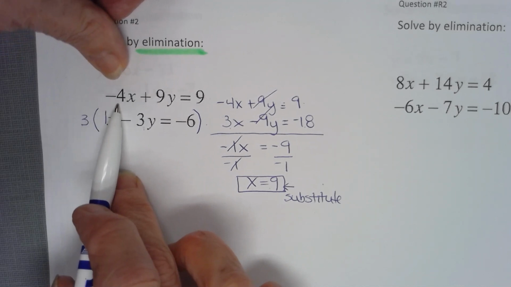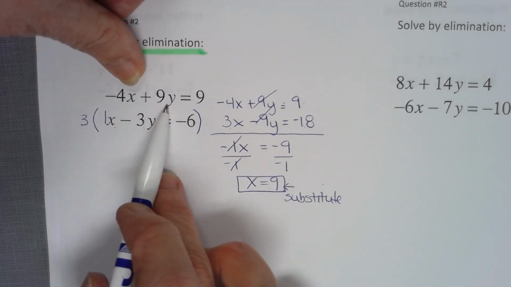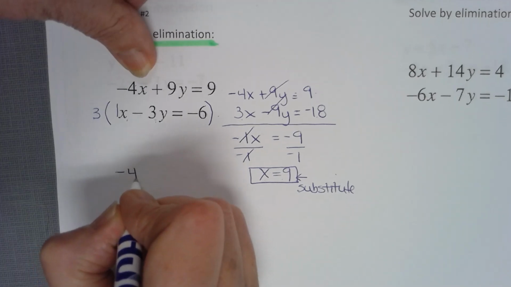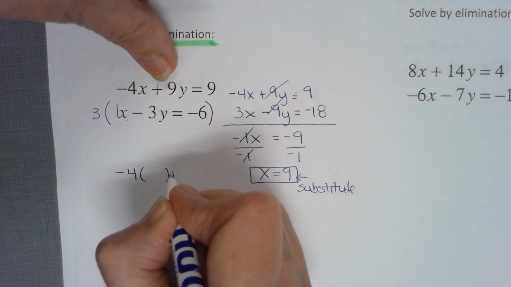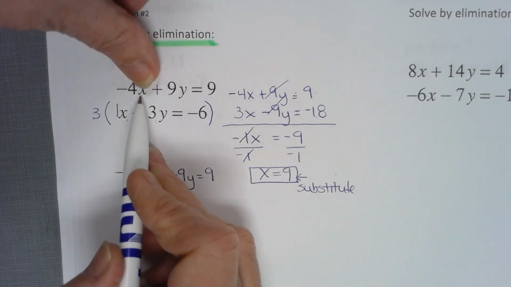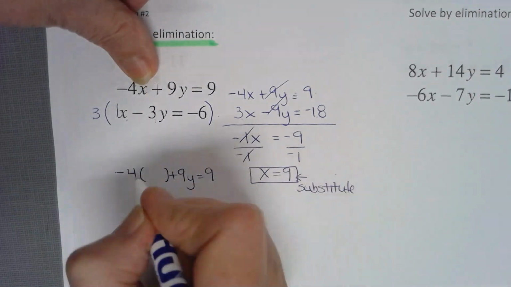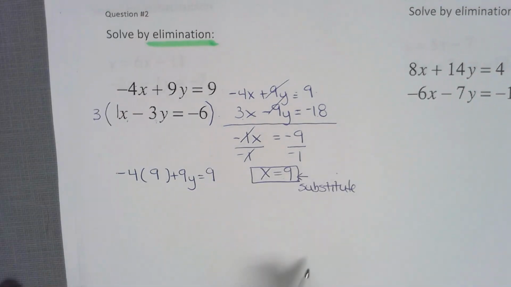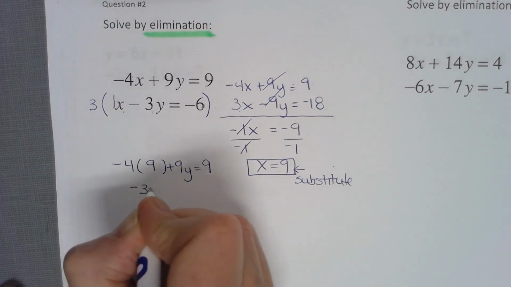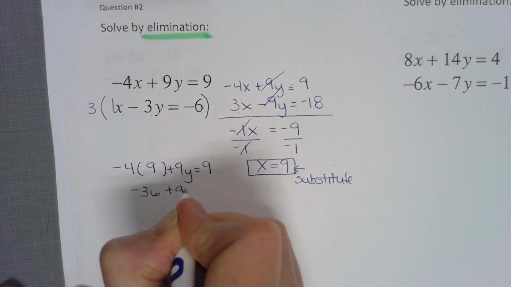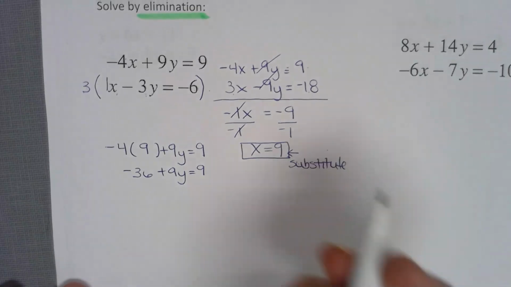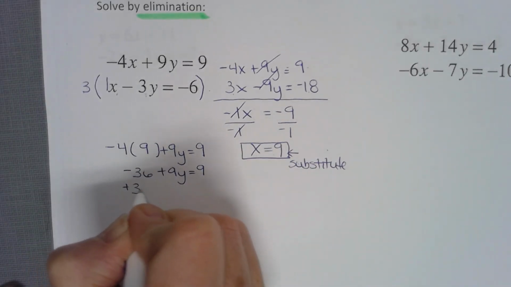So what does it sound like? Negative 4 blank plus 9y equals 9. So let's write that. Negative 4 blank plus 9y equals 9. And instead of x, I'm going to put a 9 in its place. Okay, negative 4 times 9 is negative 36. Let's bring everything else down. And now we're solving a two-step equation. So I'm going to add 36 to both sides.